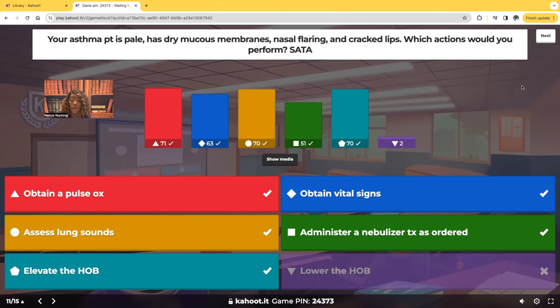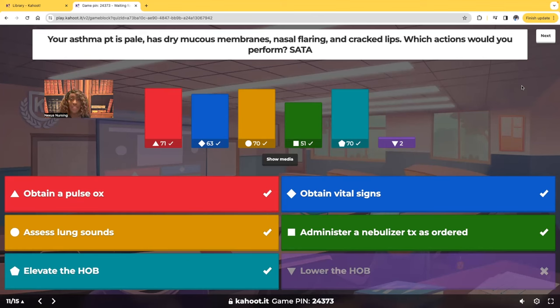You're going to administer a nebulizer treatment as ordered. It looks like they need a nebulizer. They need some albuterol, right? So you're going to give that as ordered, but of course, you got to assess your patient first. And of course, elevate the head of the bed. Let me tell you something across the board, when it comes to respirations for adults or children, if there's any problems with breathing, you're going to elevate the head of the bed.